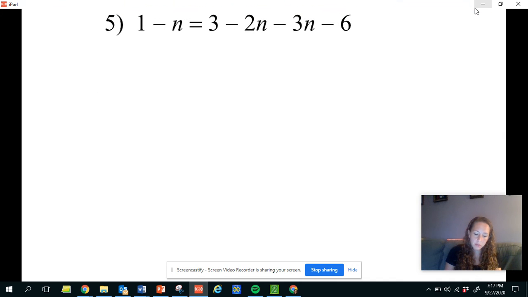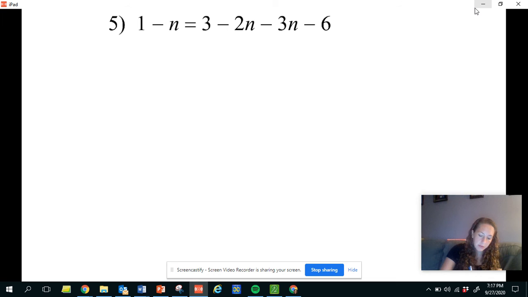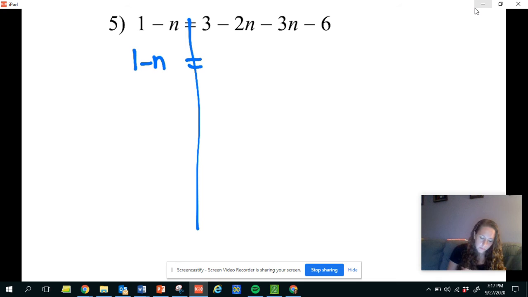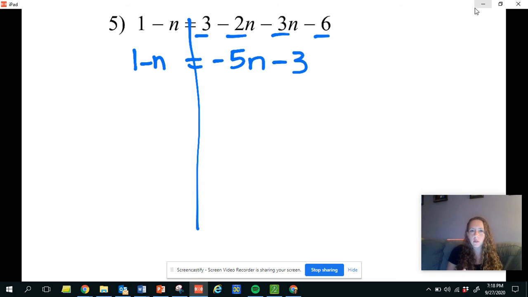So whenever possible, always simplify before you solve. And be careful with minuses, because a minus and a negative are essentially the same thing. So I'm going to bring down my 1 minus n, because that side's already as simple as it's going to get. On the other side, I'm going to combine like terms. So first, my n's go together to give me negative 5n. And then the constants go together to give me negative 3. So I got positive 3 minus 6.